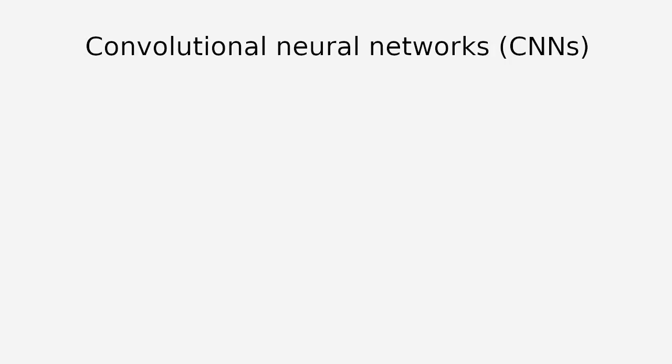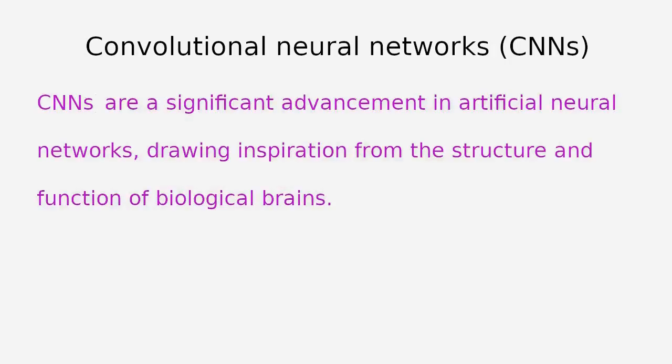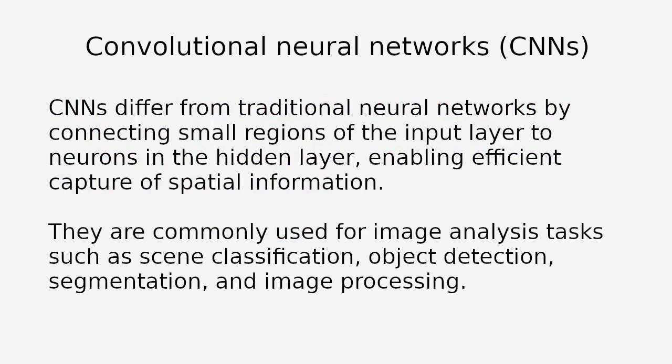Convolutional neural networks. CNNs are a significant advancement in artificial neural networks, drawing inspiration from the structure and function of biological brains. CNNs differ from traditional neural networks by connecting small regions of the input layer to neurons in the hidden layer, enabling efficient capture of spatial information. They are commonly used for image analysis tasks such as scene classification, object detection, segmentation, and image processing.